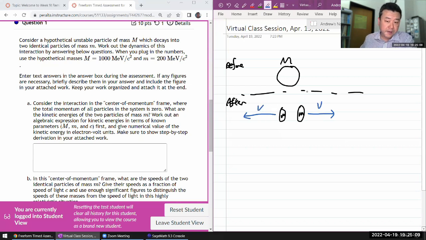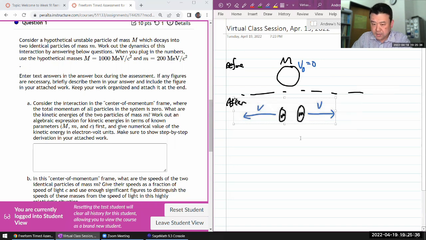And so part A asks, consider the interaction in the center of momentum frame, where the total momentum of all particles in the system is zero. So in this picture, that just means, before the breakup, this was just at rest. It wasn't going anywhere, so that the momentum of the single particle could be zero. What are the kinetic energies of the two particles of mass m?